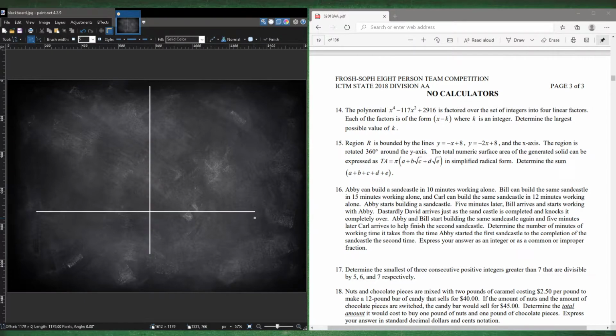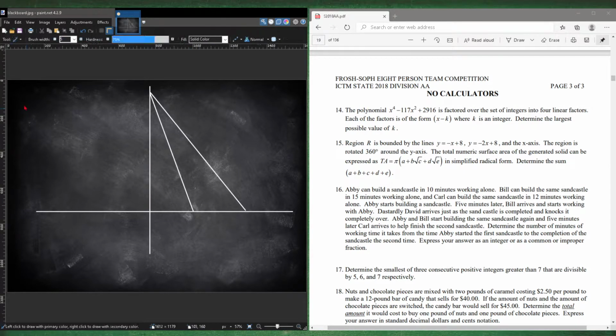Okay, and we have this line, and then we have negative x plus 8, let's say right there. And then we also have negative 2x plus 8, so it starts at the same point with a larger slope. The y-intercept is 8, the x-intercept of this one is 4, and this one's 8, and then the x-axis. So we're looking for this region that's rotated 360.